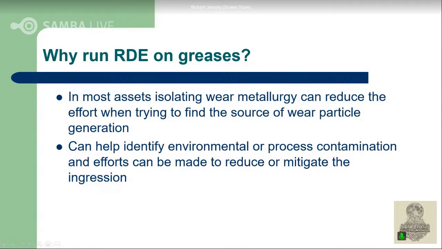In most assets, being able to isolate wear metallurgy can reduce the effort when trying to find the source of wear particle generation. So if you, as a laboratory, can identify that there is a large ingression of copper coming, they're going to know with the engineering department what components are going to have copper, and then they can go and check specifically for wear on those components. It can also help identify environmental or process contamination, and efforts can be made to reduce or mitigate that ingression. And we have some examples at the end, and we'll be able to show you how high wear or environmental or process contamination is identified in our results.